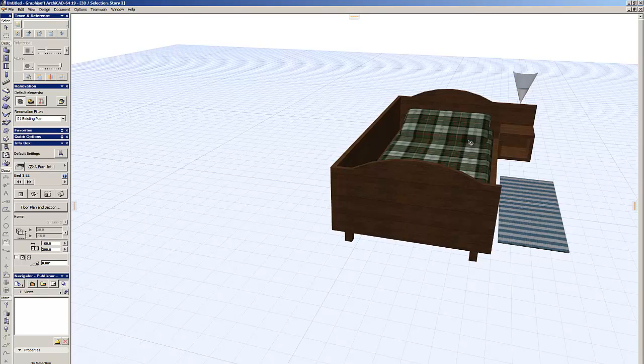So this was the first video in the series, introduction to GDL, benefits of GDL and basic examples of GDL objects.